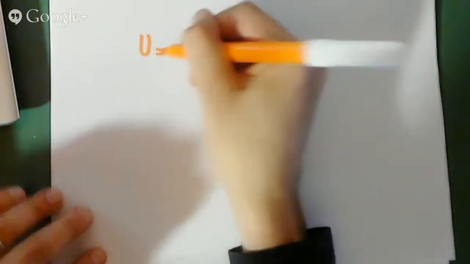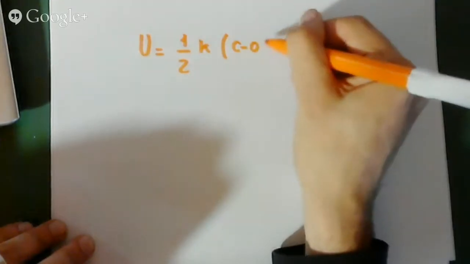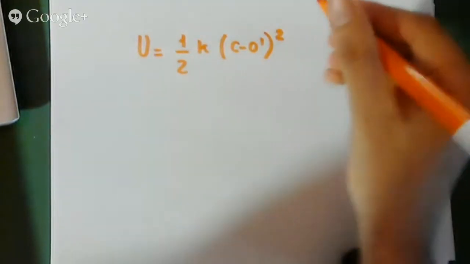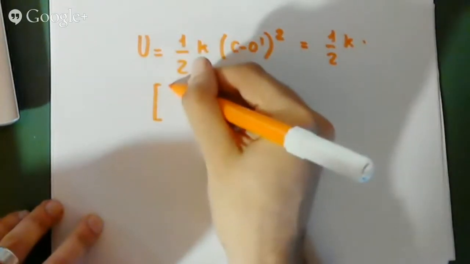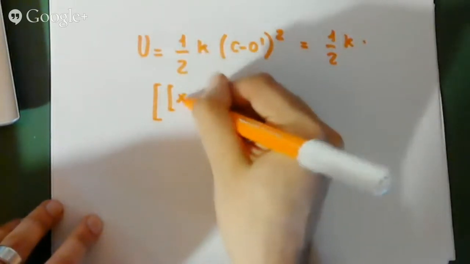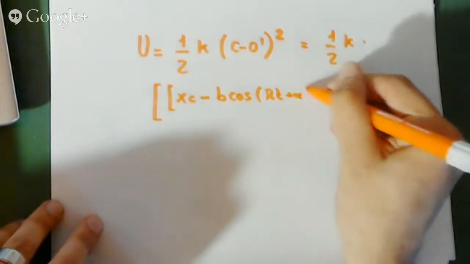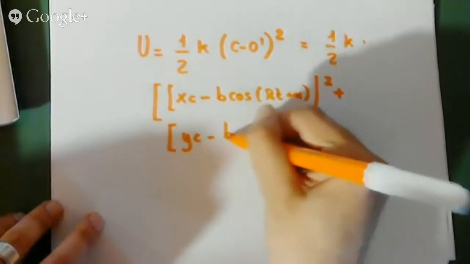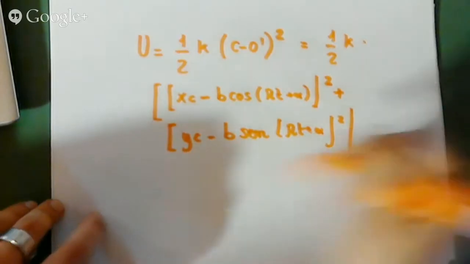The potential energy is then U, capital U, equal to 1/2 k per the distance of C minus O first, squared, equal to 1/2 of k per xc minus b cosine of omega t plus alpha, all squared, plus epsilon c minus b sine of omega t plus alpha, all squared, and all summed.